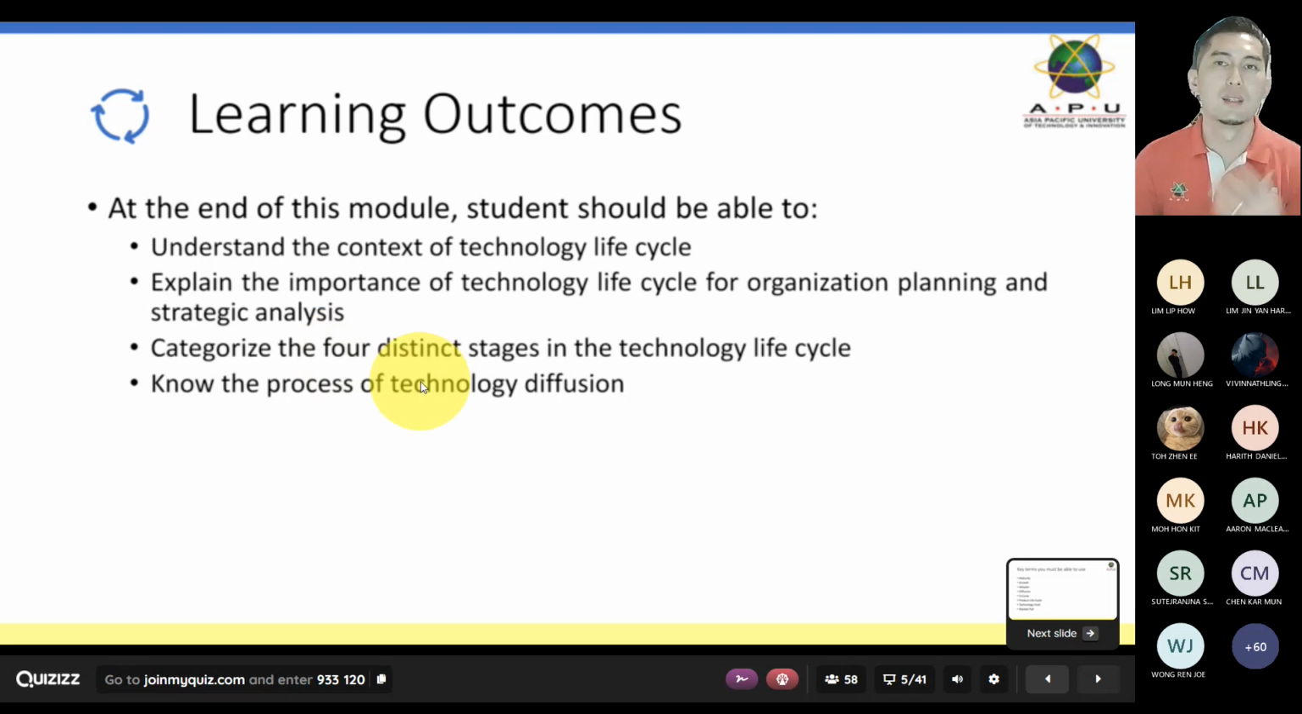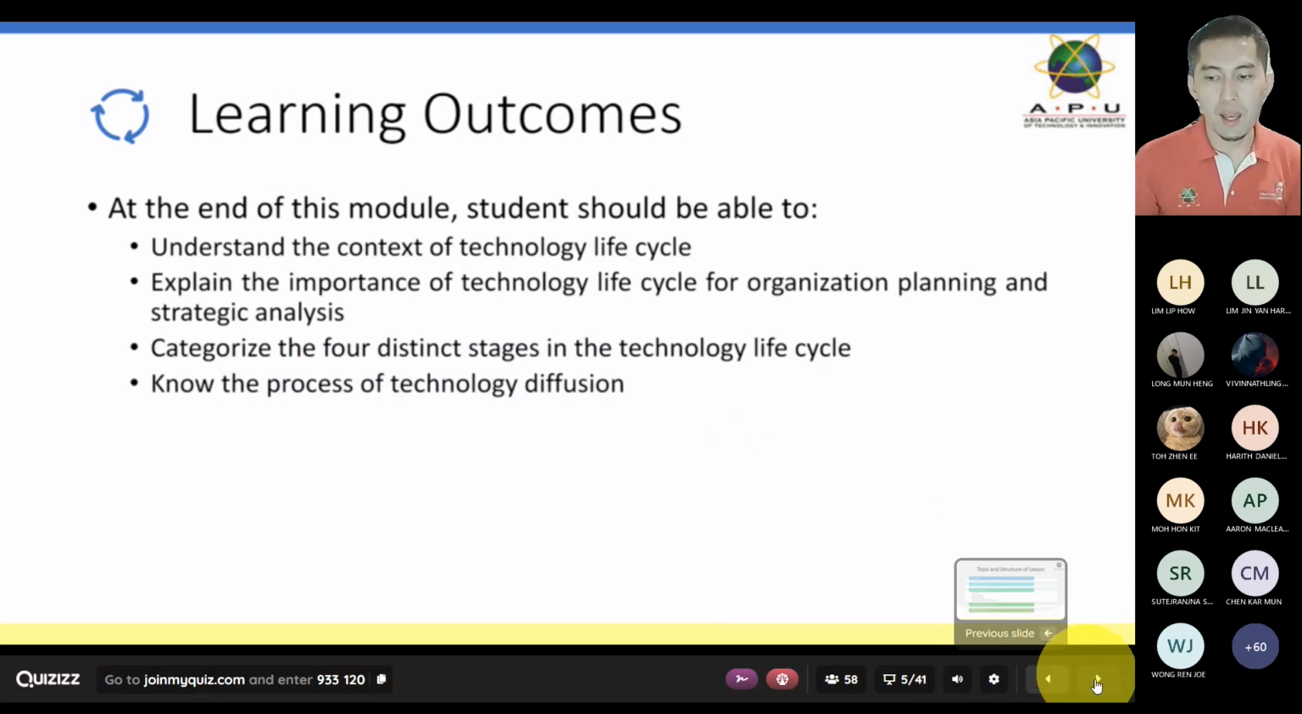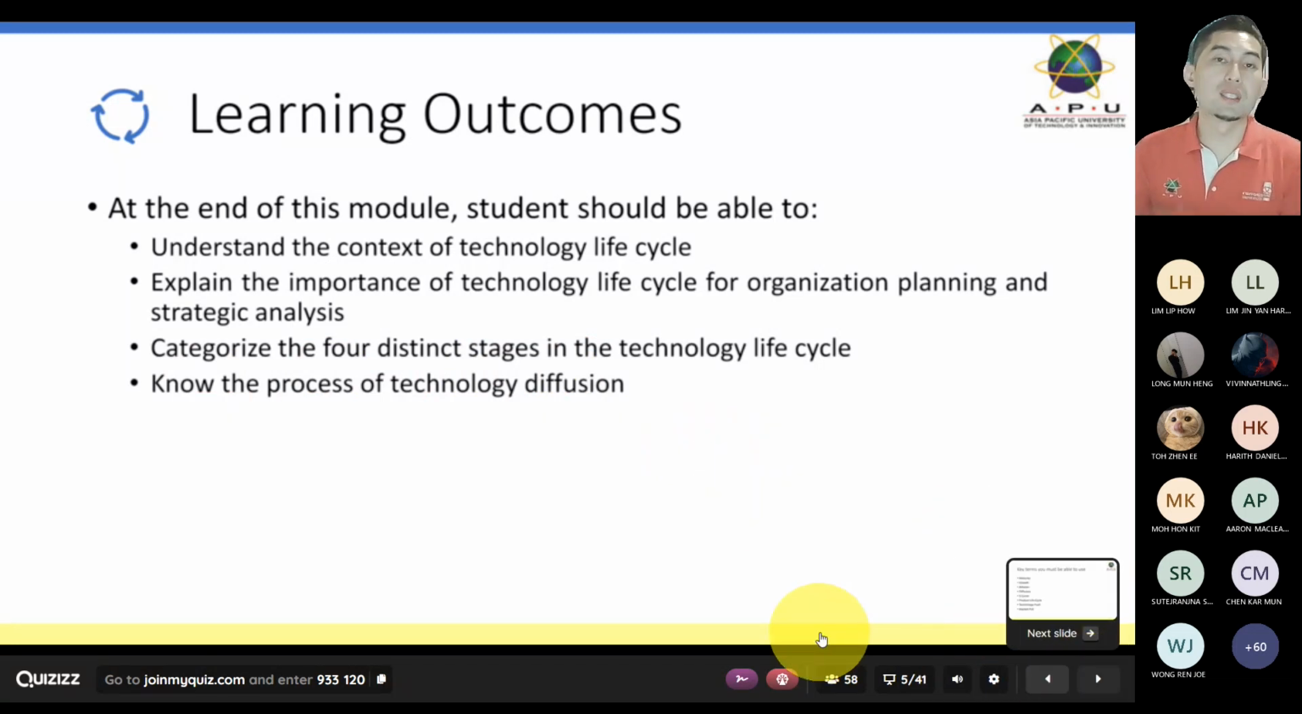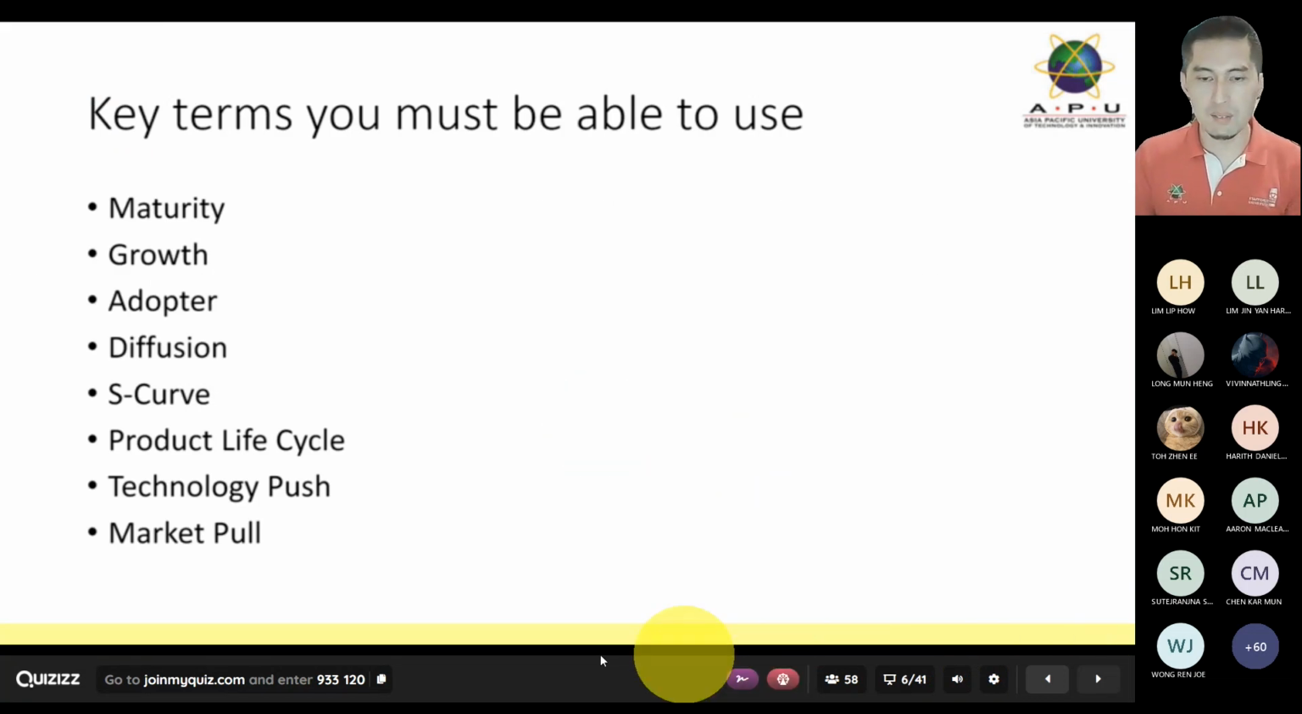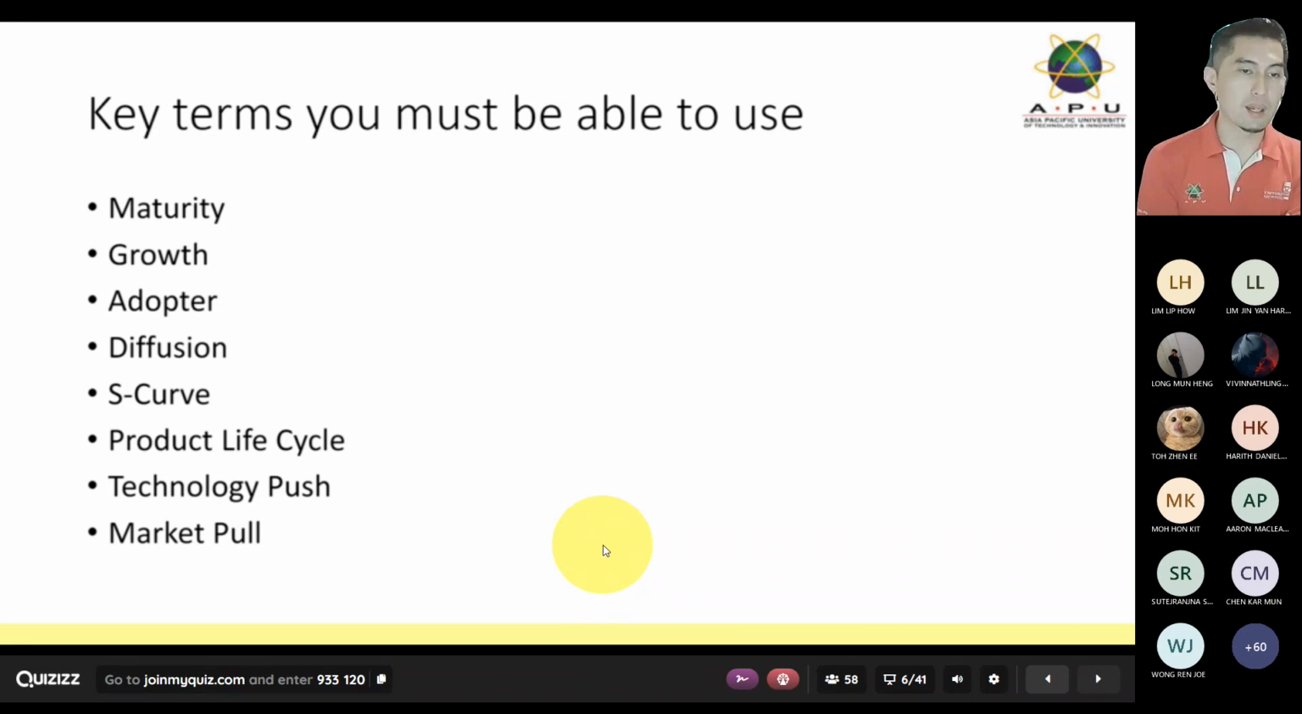So overall, when you're discussing the life cycle itself, there are 4 distinct stages, but there is another model that I'll be talking to you about, which is what we call technology diffusion, or in other words, technology adoption. And of course, you'll get to see a different set of phases and life cycle there instead. So these are some of the keywords: maturity, growth, adoption, diffusion, S-curve, which is basically explaining what the shape of the curve is like.